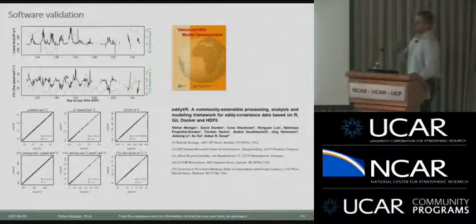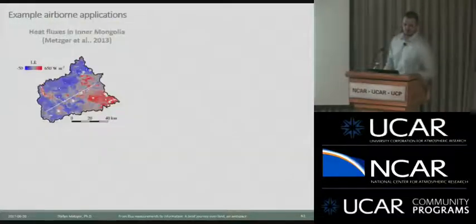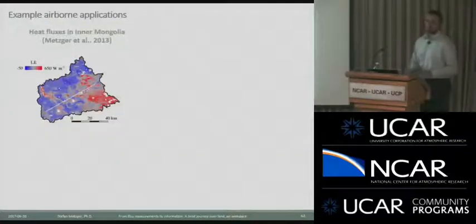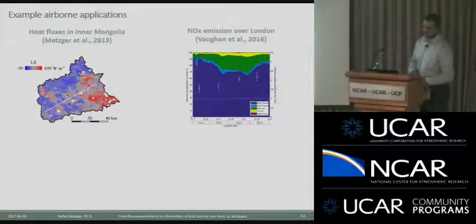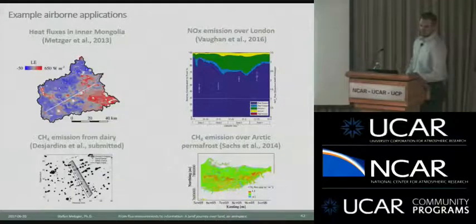And what that mechanism really enabled us to kickstart is not just to finally do our regionalization of energy fluxes in Mongolia. This was the starting point. We also did NOx emissions over London by now, to name one example. VOC is following right now. Methane emission over Arctic permafrost. And methane emission from dairy. And there's several more that I just didn't have space to put on here.